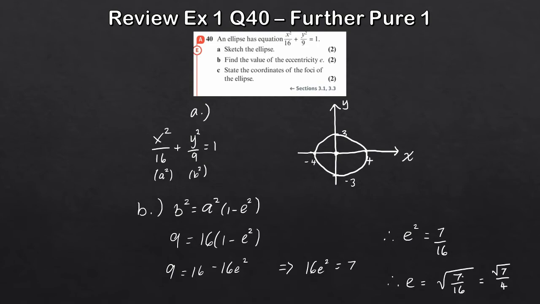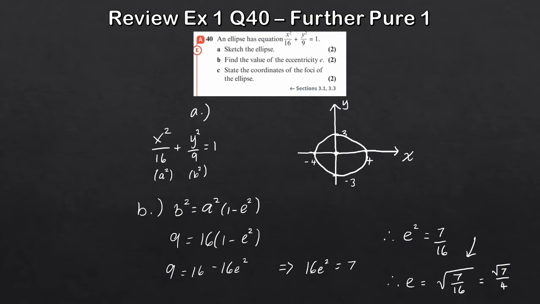Now, just one comment to make here. We only take the positive square root. This might be clear to some people, but remember, eccentricity always has to be positive, right? So we only take the positive square root there. So just in case you're wondering why, that's the reason why. You can never have a negative e there. Okay, so the square root of 7 divided by 4. You can give your solution like this, by the way. That's absolutely fine as well.